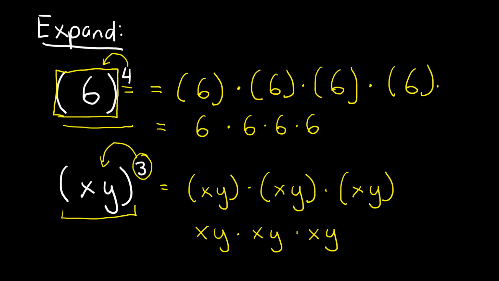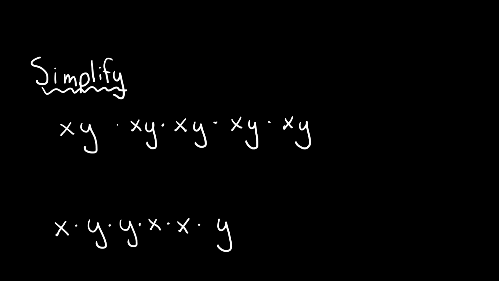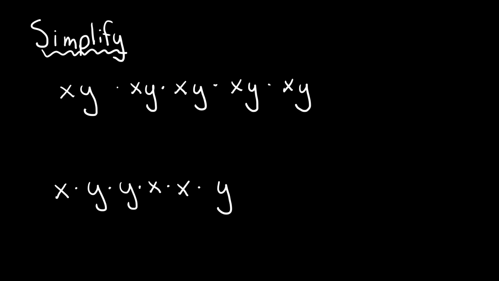Now, let's go the other way, simplifying. How do we simplify these expressions? The first one here is xy times xy times xy times xy times xy. If we are to represent this expression in exponential form, first we need to identify the base. The base in this case is the item that is repeatedly being multiplied. In this case, it is xy.